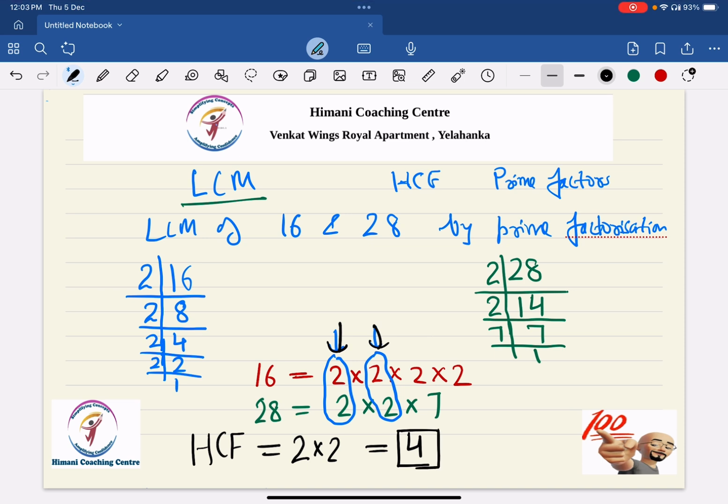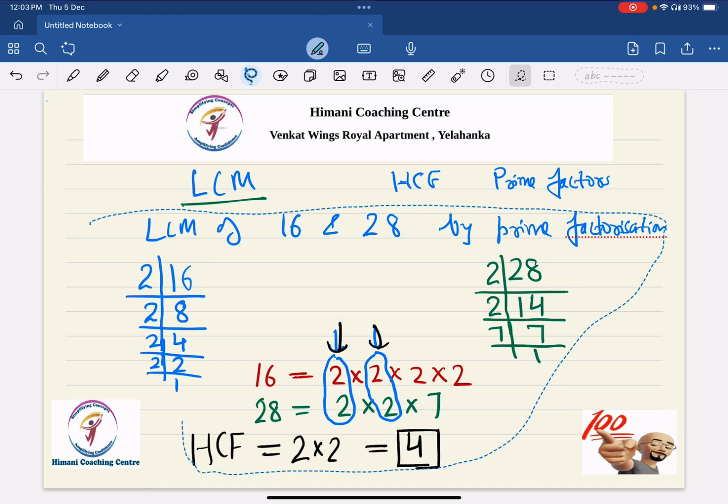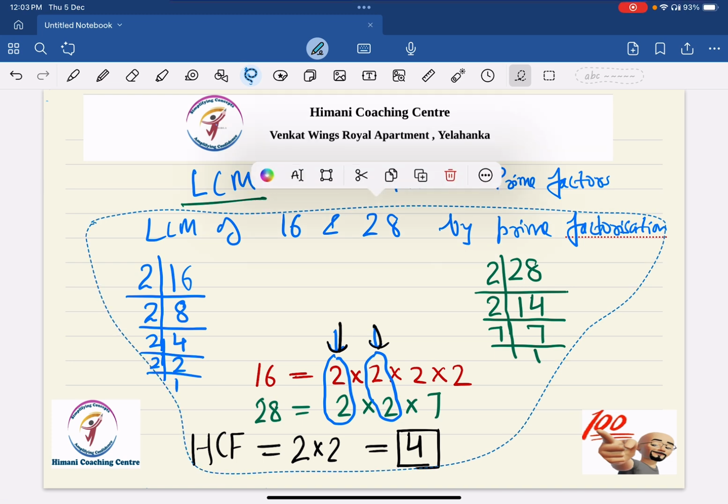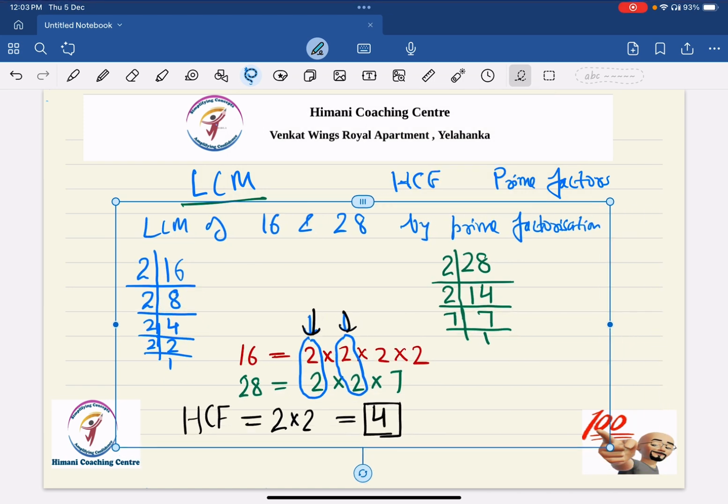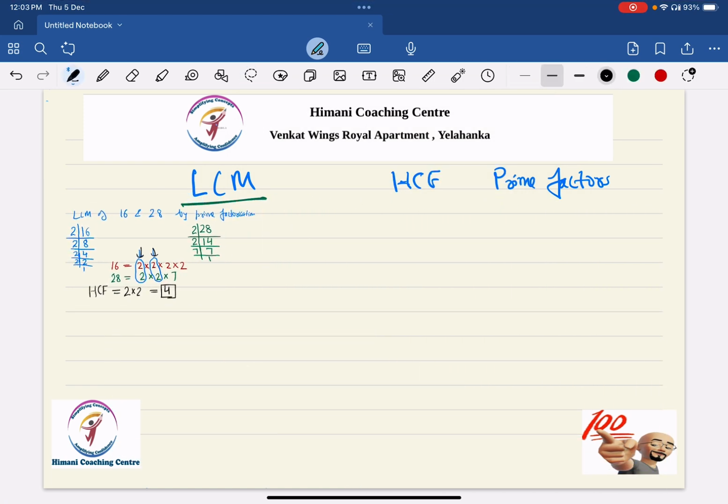Okay, kids. So this is how we use prime factors to find LCM as well as HCF. Now, I will give you a question. You will solve that. Before that, I'll just minimize this for writing something else. So let us write what we found. We found the LCM of 16 and 28 as 112, and we found the HCF of 16 and 28 as 4.